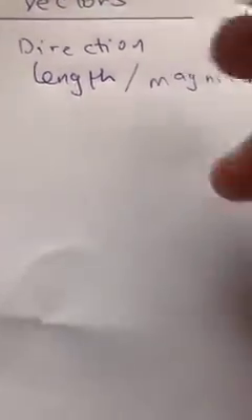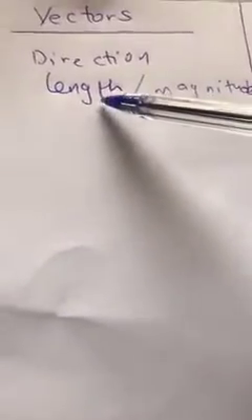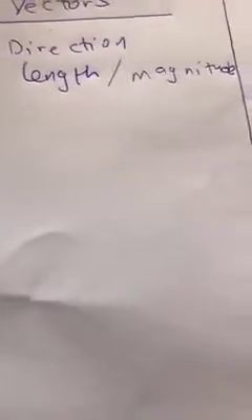So a vector will give you direction, and then it will give you length. But this length, some people call it magnitude. So basically a vector gives direction and what? Length, or you can say direction and what? Magnitude. Now one thing you must know is that length is very physical. Length is physical or visual.